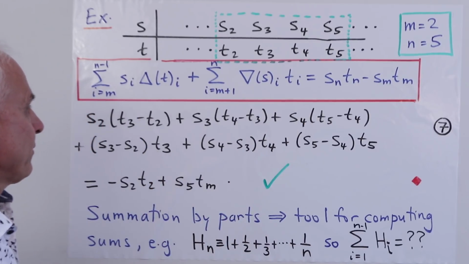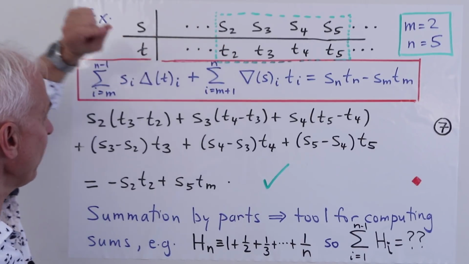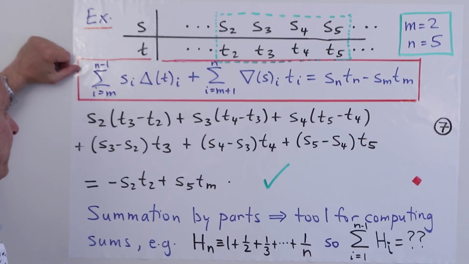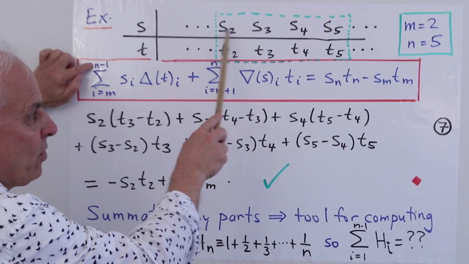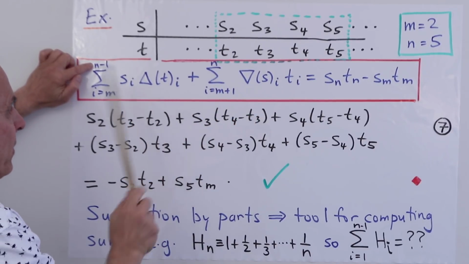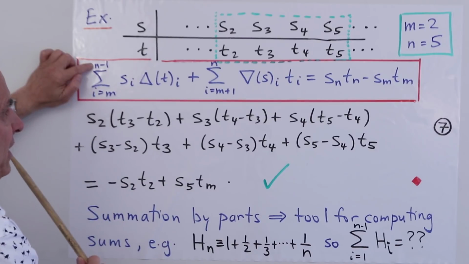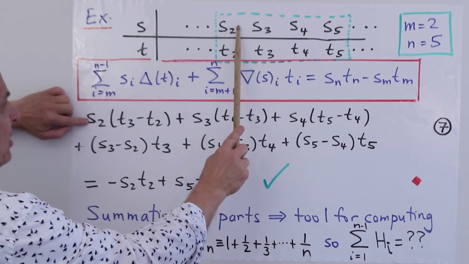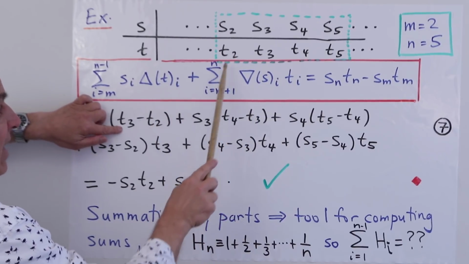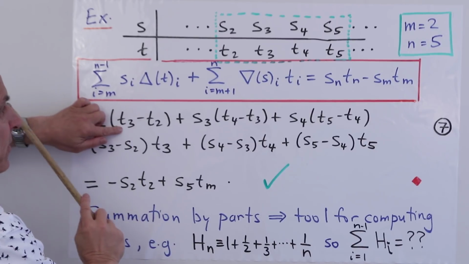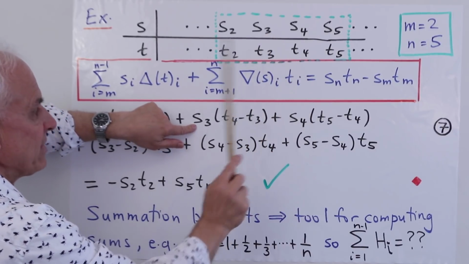Why is this formula true? So let's look at what happens to the left-hand side. So these two sums. What does the first sum look like in this case here? Well, we're going to sum from m to n minus 1. So in this case, that'll be from 2 to 4. And we're summing values of s times differences, forward differences of t. So what that amounts to is s sub 2 times t sub 3 minus t sub 2. That's that forward difference of t evaluated at 2. Okay, that's the first term. And then when i is 3, we get s sub 3 times the forward difference t sub 4 minus t sub 3.